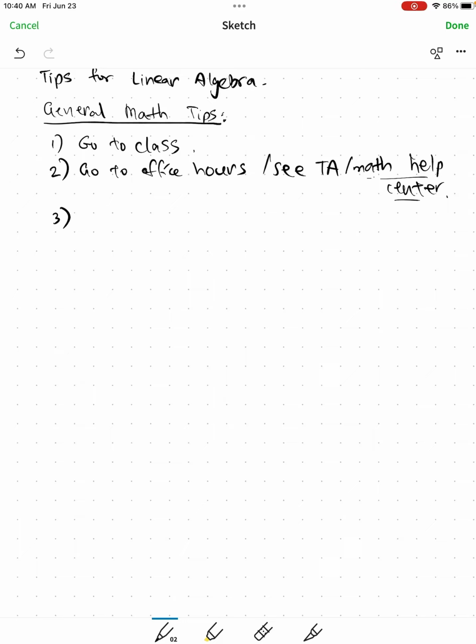Okay, and that leads me to number 3, which is to make sure you review your notes. Review your notes after class, because you don't want to just take notes and then call it a day. You want to take notes and actually review them and make sure you understand them. And if there's something that you don't understand, then just put a little check mark or a question mark in pencil, and then as soon as you can, ask about it to your professor or a TA or someone at the Math Help Center.